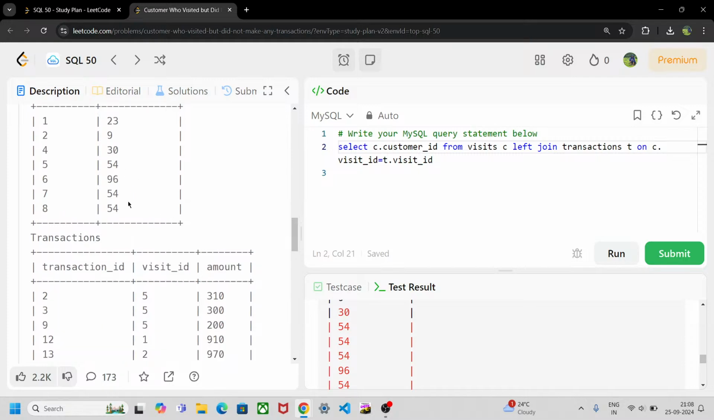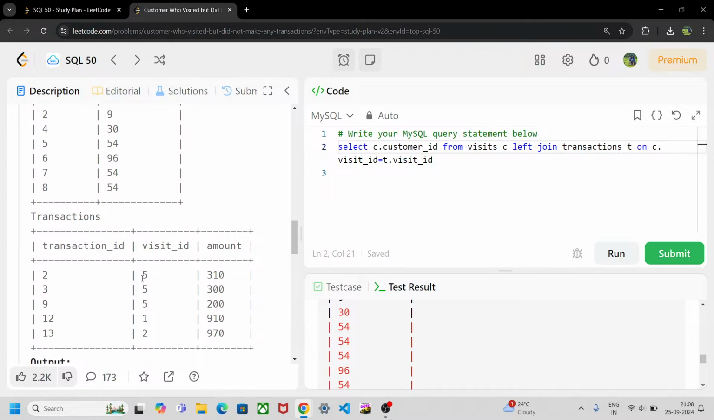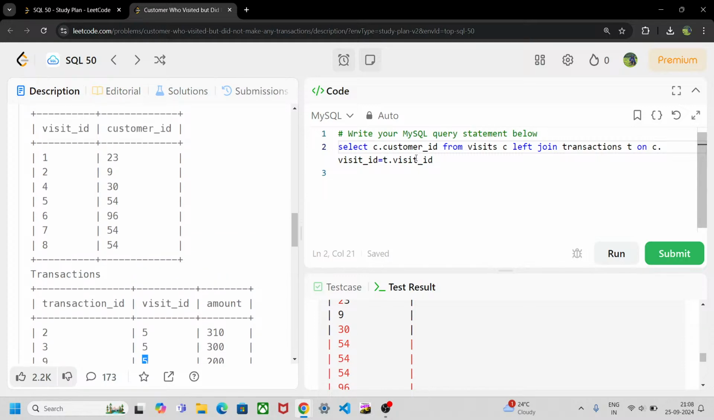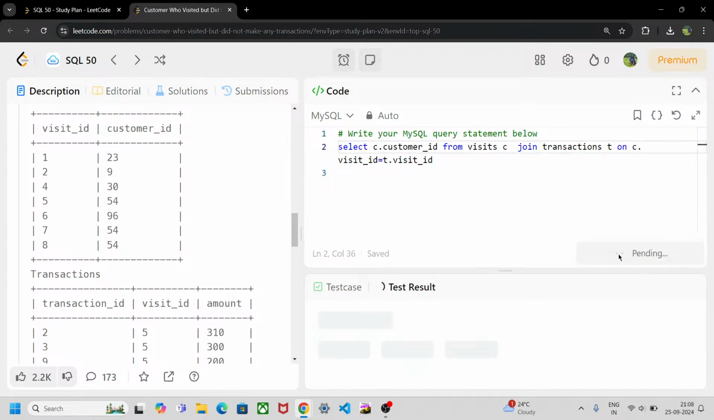54, 54, 54. For the visit ID we're taking 5, 5, 5. So this is the way it is joining, guys. That is the reason we are getting 9. So what is happening here is we got 23, then 30. Let's just join, then we will understand. Even I am getting confused.